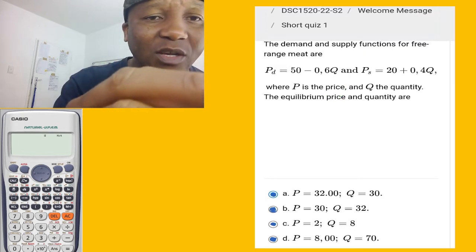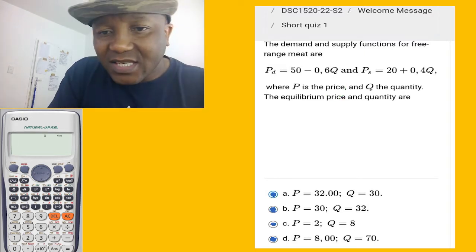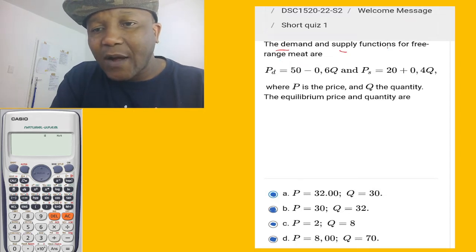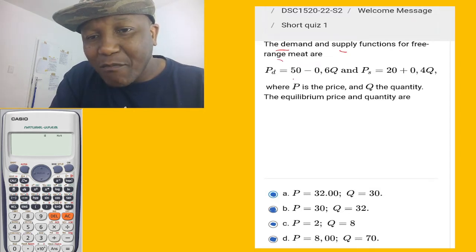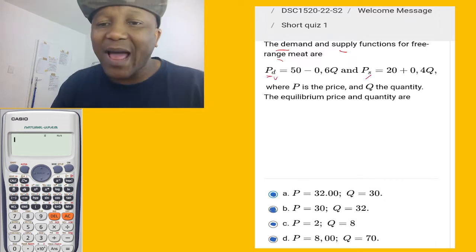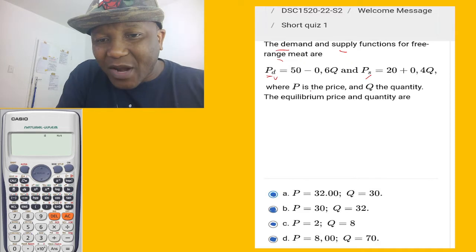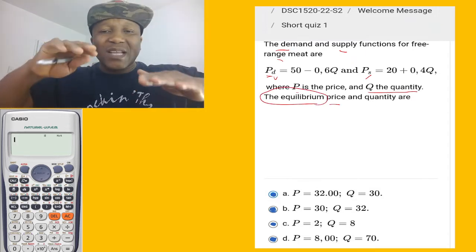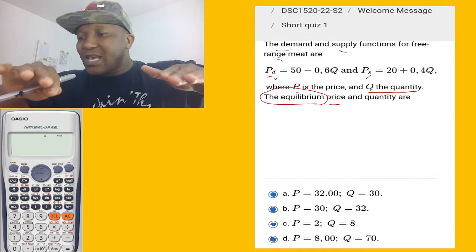Now let's get started. So the first question right here, they say the demand and supply functions for free range means so this is demand price for supply. So at equilibrium, they say where the price and the quantity of the equilibrium price. So the word equilibrium, anything to be at equilibrium means they must be equal.